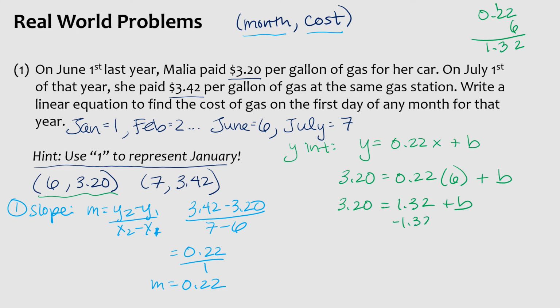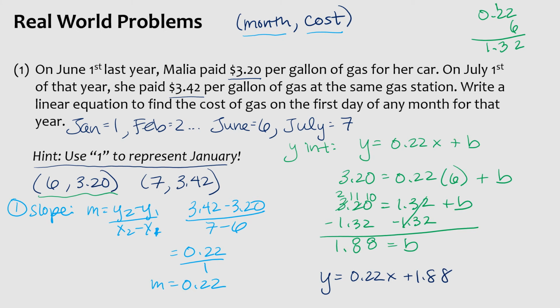Now I'm going to subtract 1.32 from each side, and I'm going to intentionally line that up because, again, I don't know how to do that in my head. So I'm going to say that's 8. Borrow from over there. 11 minus 3 is 8, and I'm left with 1. So 1.88 equals b. So then going to my formula here, y equals 0.22x plus 1.88, and there is my slope-intercept form of my equation. It says write a linear equation. There it is in slope-intercept form. You did it.